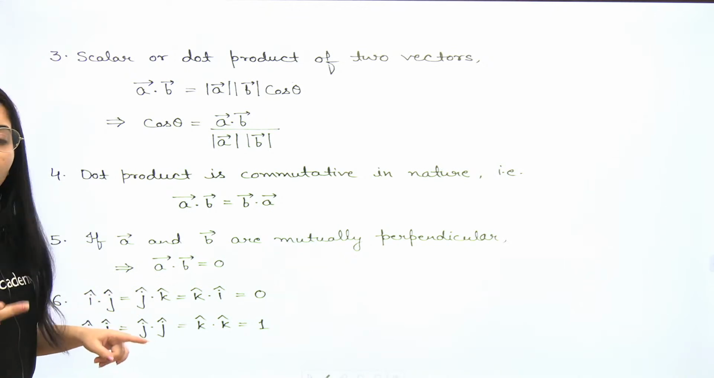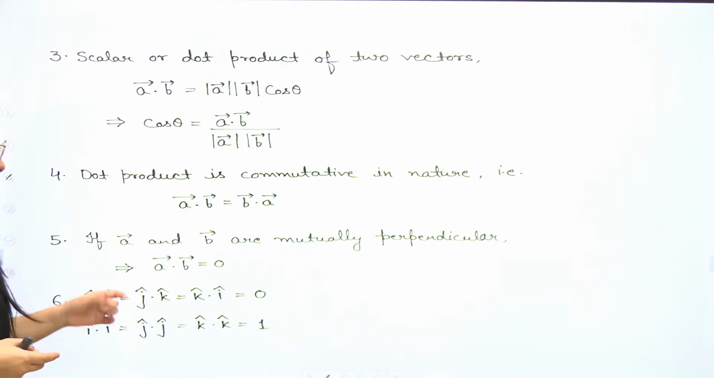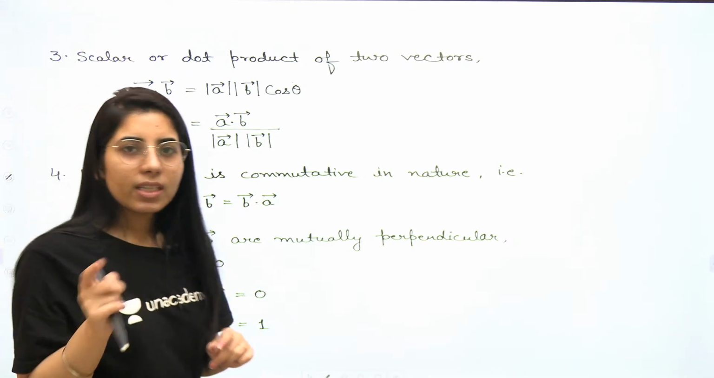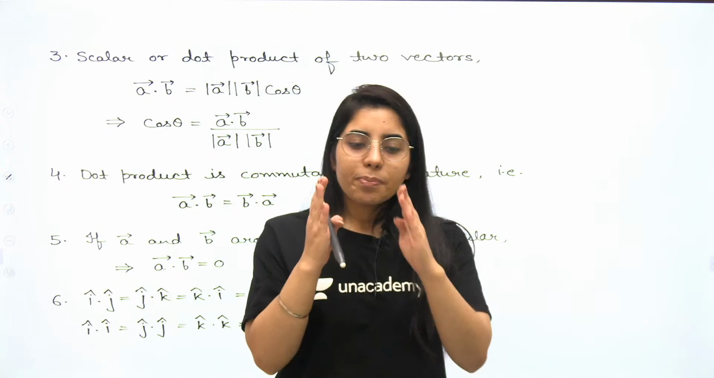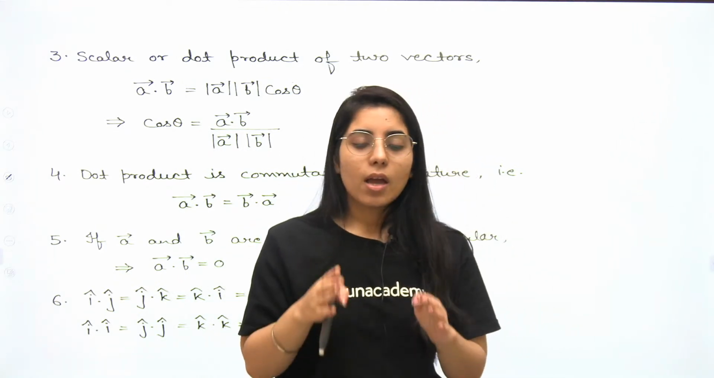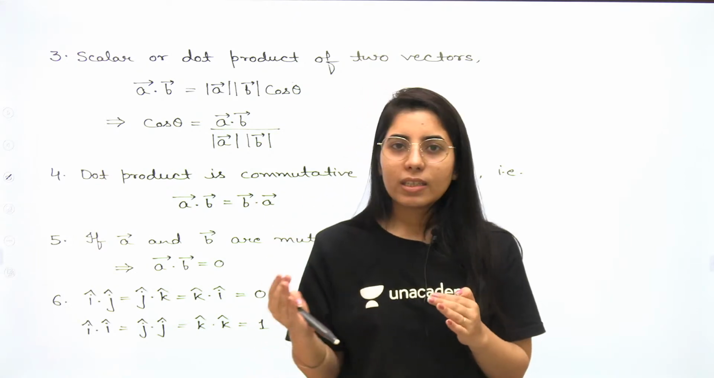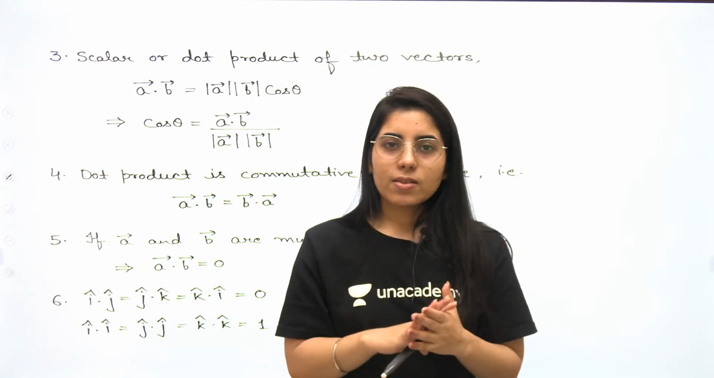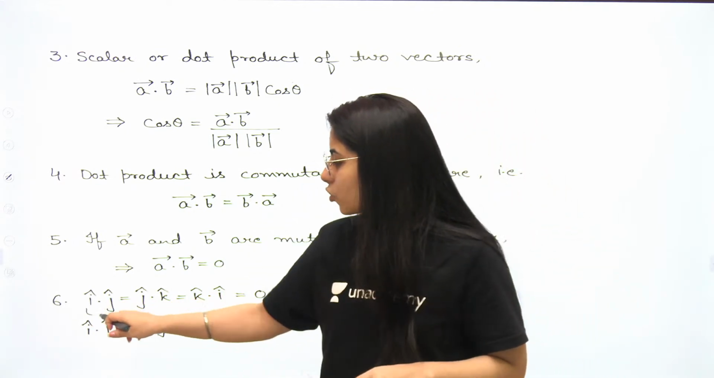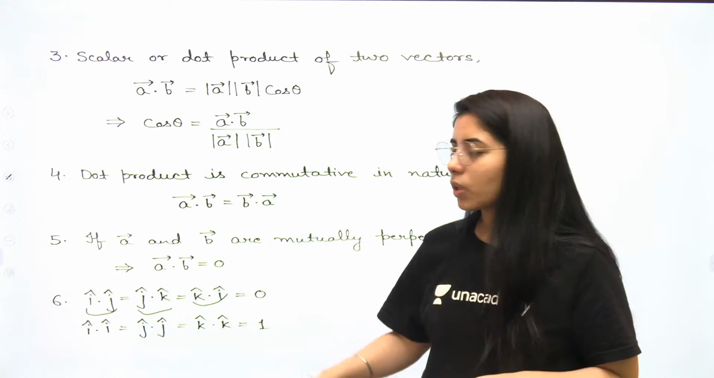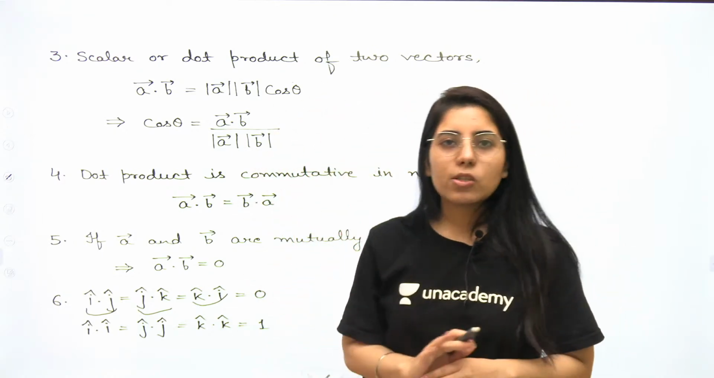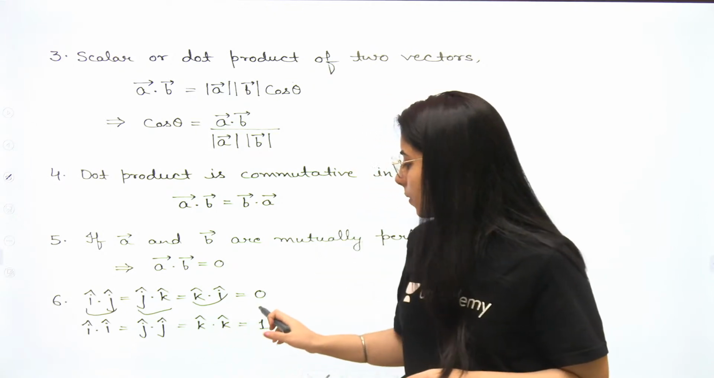The dot product of any two different unit vectors will be equal to 0 always. Why? Because you know that the x, y and z axes are mutually perpendicular. The angle between x and y will be 90 degrees, between y and z will be 90 degrees, and between z and x will be 90 degrees. So the dot product of i with j, j with k, k with i will be 0, because theta will be 90 degrees for all these cases.